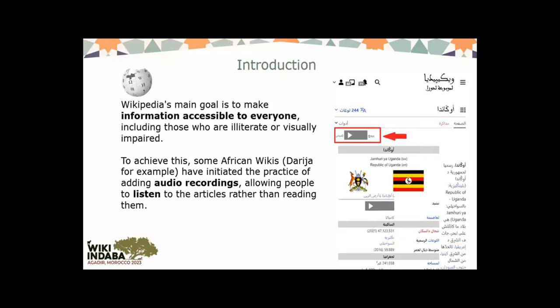languages. Also, to achieve this, some Wikipedias took the initiative of adding audio that reads the articles. For example, there is a Wikipedia, as you can see here in the screenshot. We have a template that can read the article. So this is a way that some Wikipedias use to find a solution to that problem.